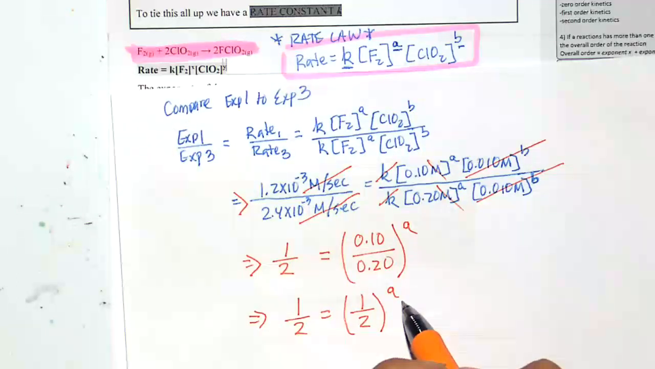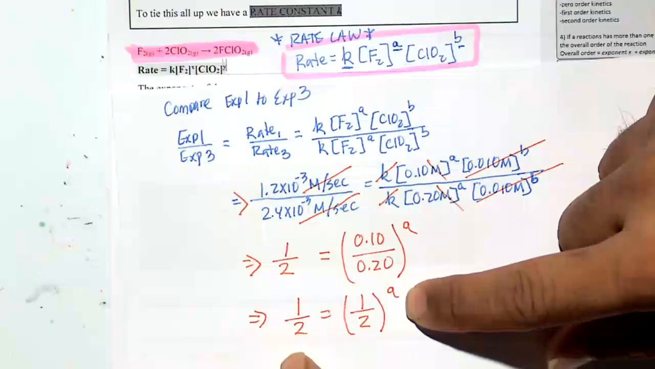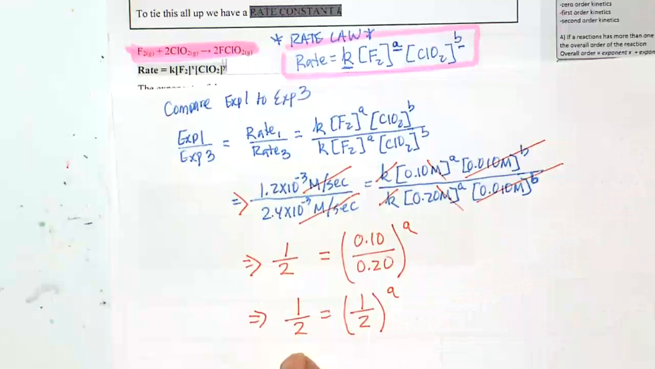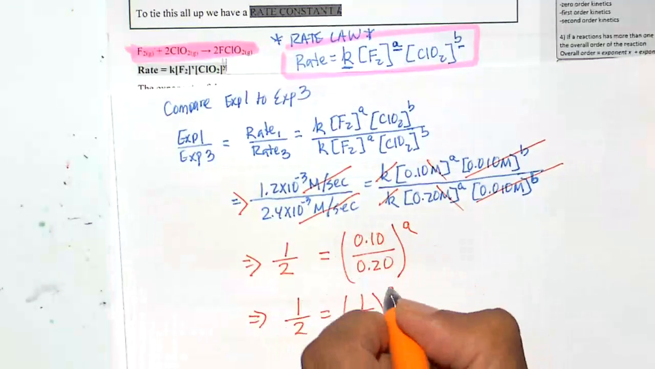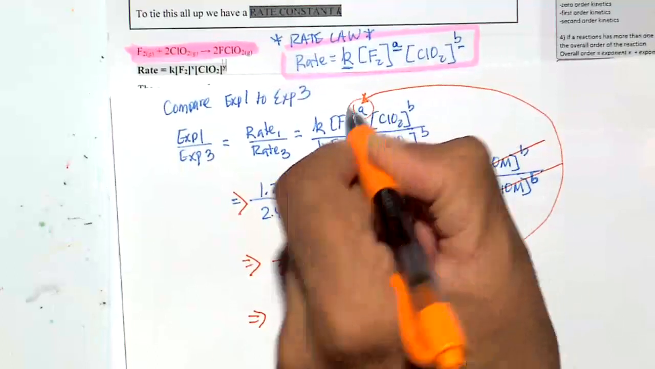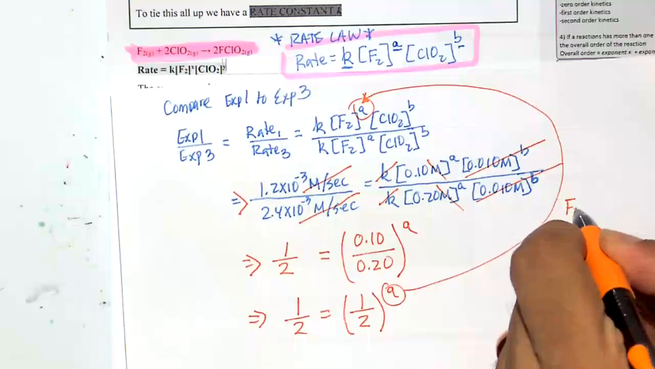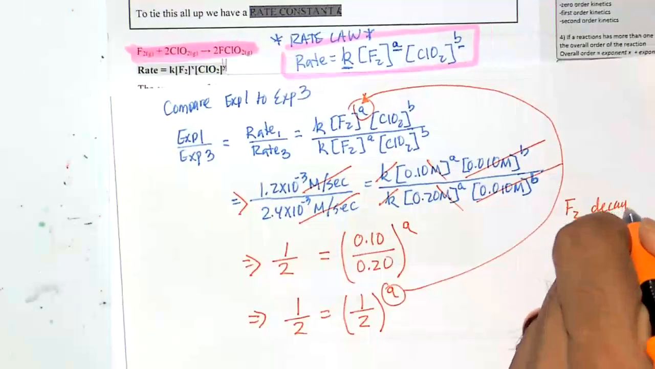What's 1/2 to the power of 1? Half. Okay. What's 1/2 to the power of 2? 1/4, 0.25. So what is it, 0, 1, or 2? 1. Yeah, 1. Okay, so F2 is going to decay with first order kinetics.